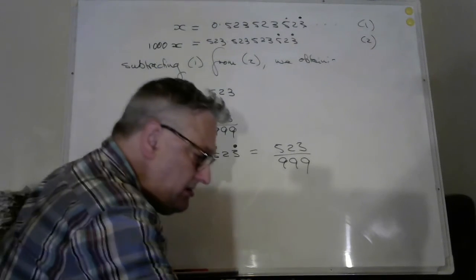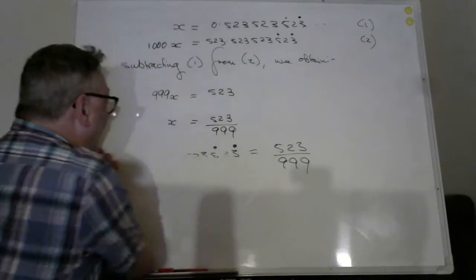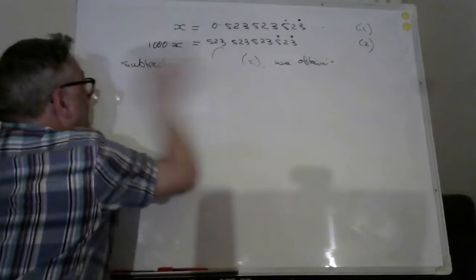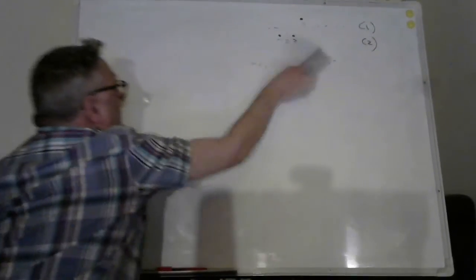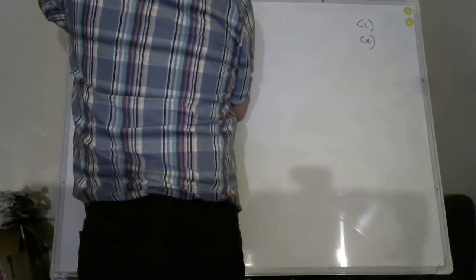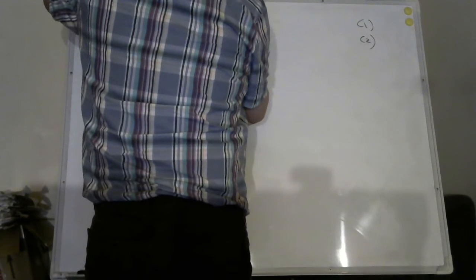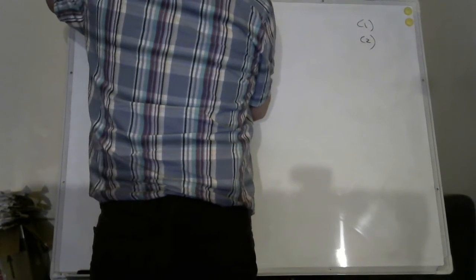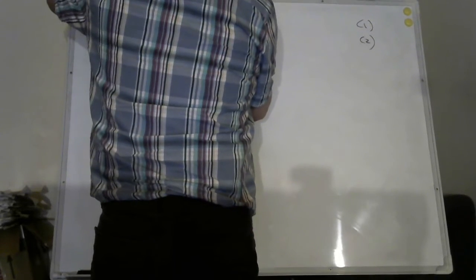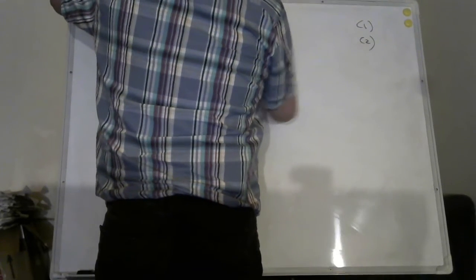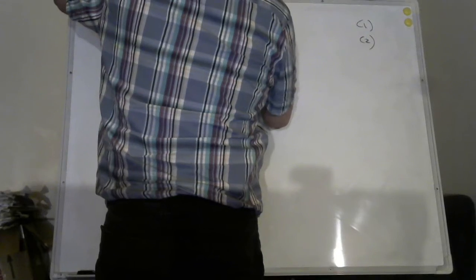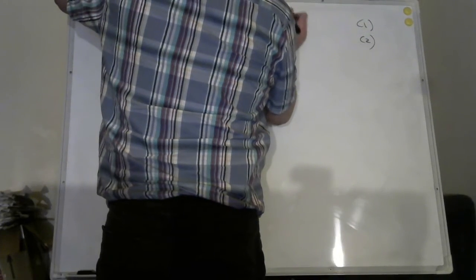So can I put you on? Yeah, give me a question. Right. So it's 0.243, and the recurring goes over the 4 and the 3. X equals 0. What was that? 243. And the dots go over the 4 and the 3. Okay. So in actual fact, it's 0.2434343. Yeah, that's it.